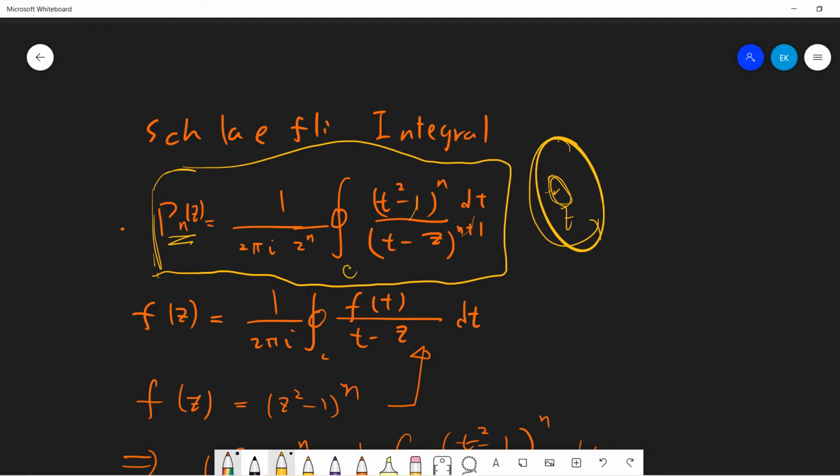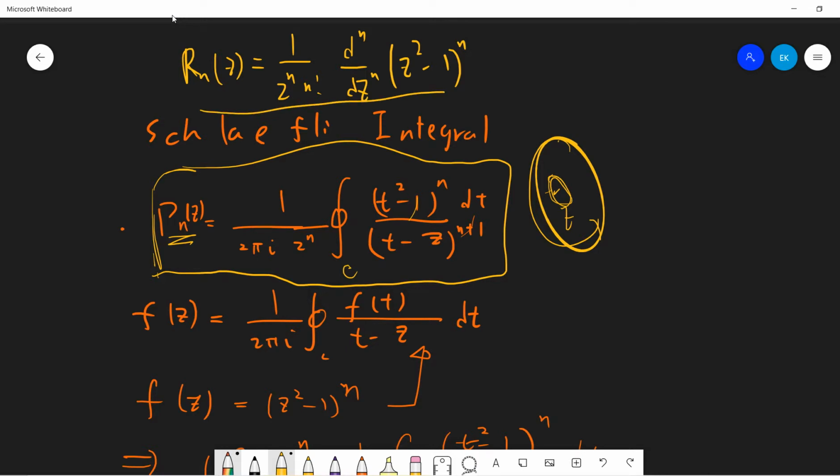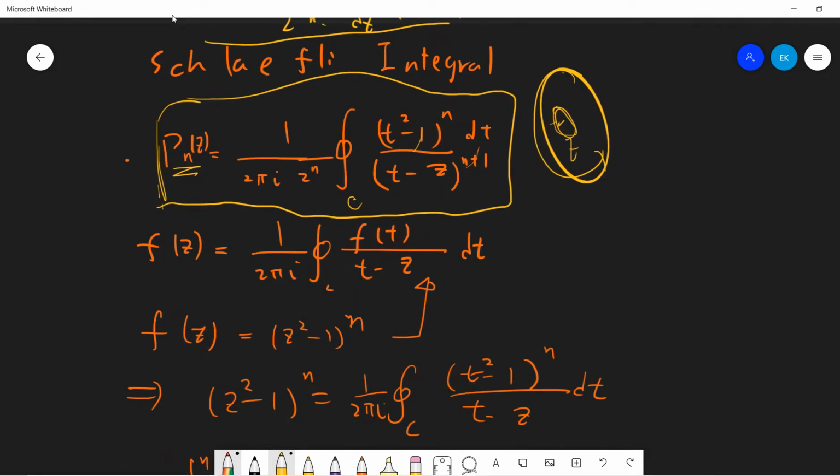Remember, our starting point will be the Rodrigues formula. In a previous video we proved that the Legendre polynomial P_n(z) is 1 over 2^n n factorial times d^n/dz^n of (z² − 1)^n. So this is what we have previously. Our starting point is the complex-valued f(z), which is 1 over 2πi times the integral over C, where C is a counterclockwise loop that contains z, of f(t) divided by (t − z) dt.